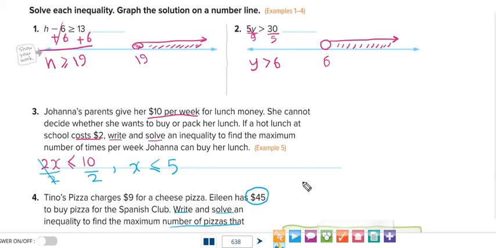So in this case, 9n should be smaller than or equal to 45, because she cannot spend more than 45. $45 is the amount she has. She cannot spend more, so it should be smaller than or equal. Now let's divide by 9 for both sides. So 9 gets cancelled, and n will be smaller than or equal to 45 divided by 9, which is 5.